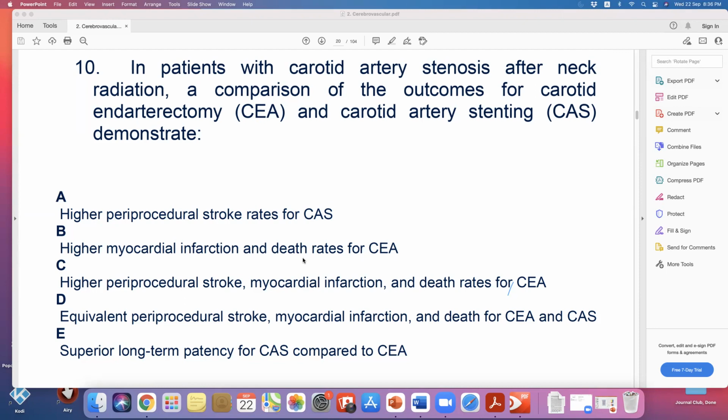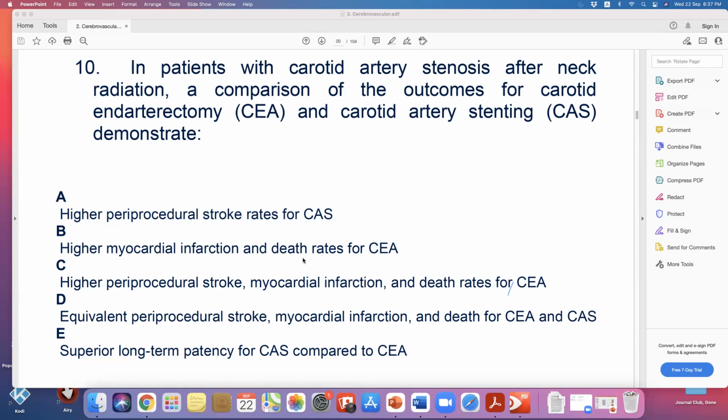Because all the studies showed that when you compare CAS with carotid endarterectomy, if you look at the stroke and MI, there was no difference. That's the reason why they approved CAS. But in this scenario, the only problem is that you have more nerve damage because of the radiation, okay? Let's go to the next. Higher pre-procedure stroke, MI, and death rates for endarterectomy, no. Equivalent pre-procedure stroke, MI, death for both endarterectomy and stenting, yes.